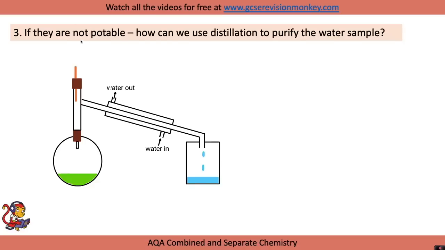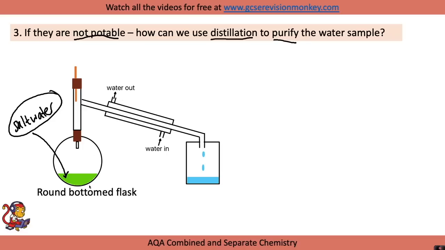So if your water samples are not potable, you can use a process called distillation to purify the water sample. I've just used a different colour here just so we can make it obvious, but let's suggest that in here we put our salt water, because this is what many countries such as Saudi Arabia would do because they don't have much rainwater. And this will allow them to access drinking water from their normally non-potable salt water.